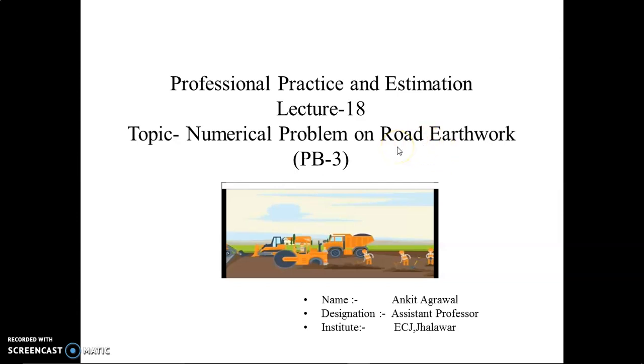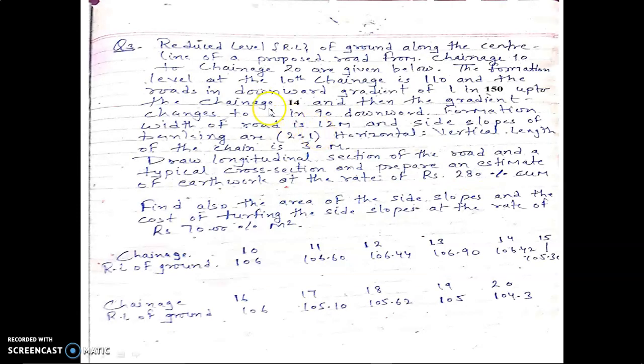Now here we take the third problem: how we find the quantity of earthwork of a road for a particular chainage, how we find the area of side slope, and find the abstract of cost for both. So here we take one problem. This is the problem. Reduced levels of ground along the center line of a proposed road from chainage 10 to chainage 20 are given below.